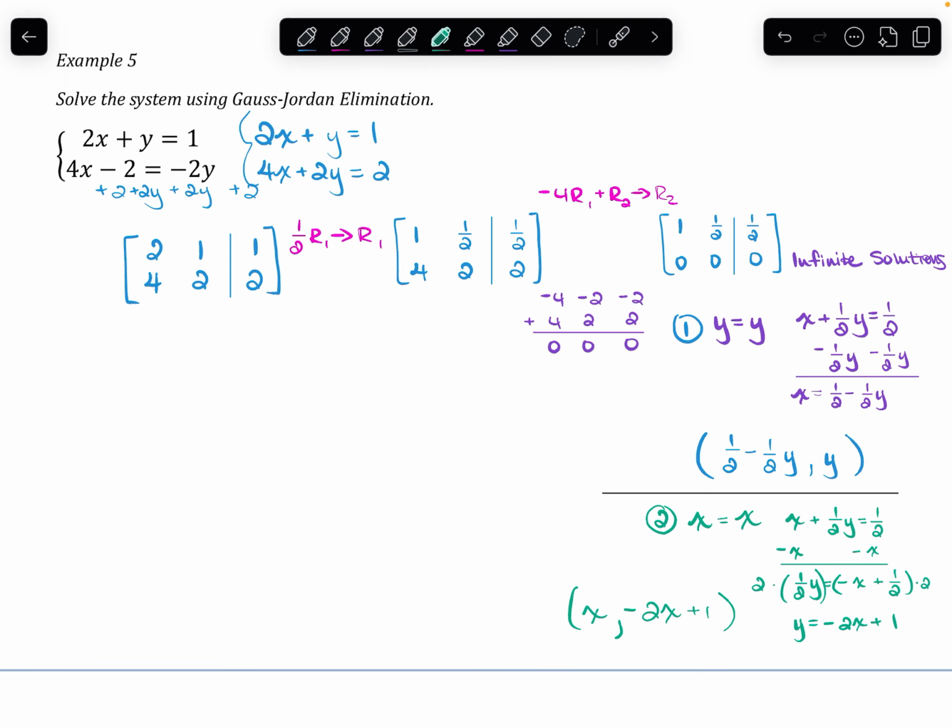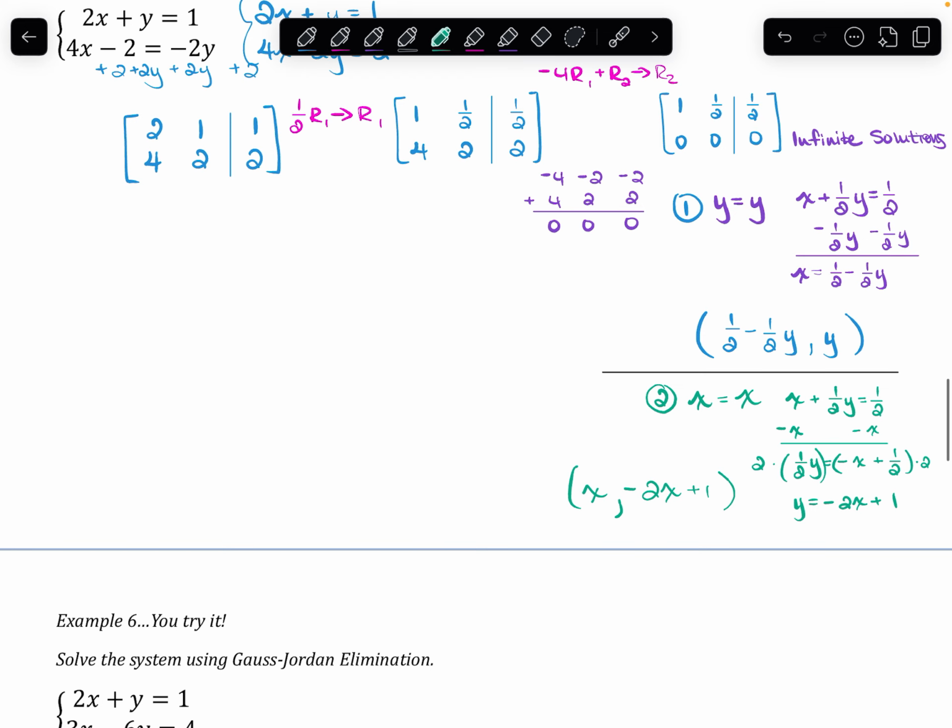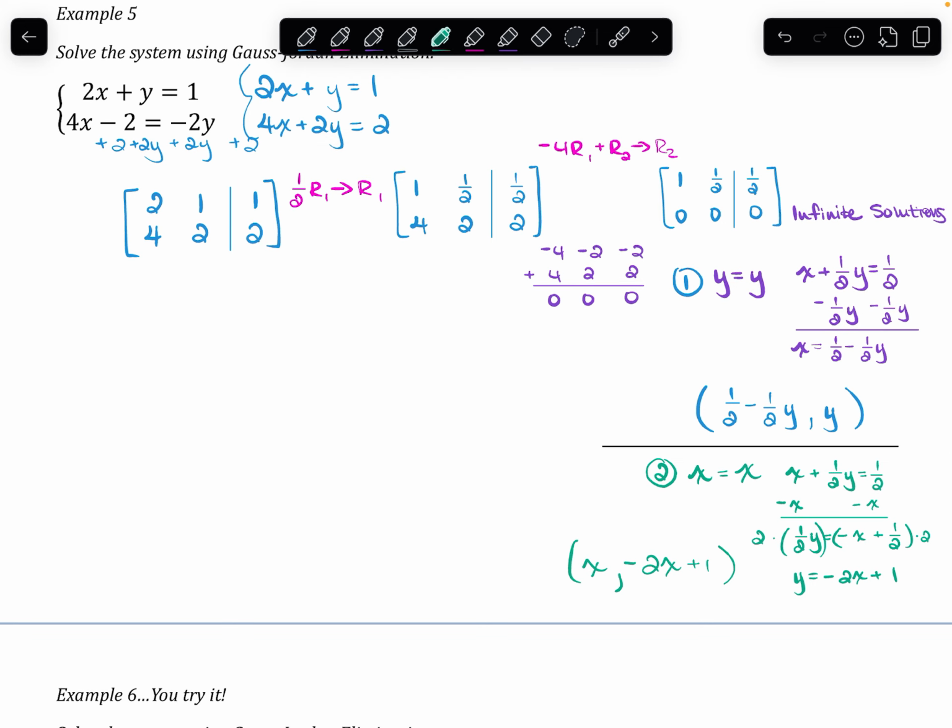All right, the rest of these are you try it, so feel free to try them and check them with the completed notes.